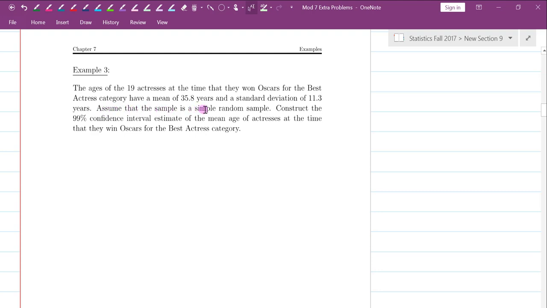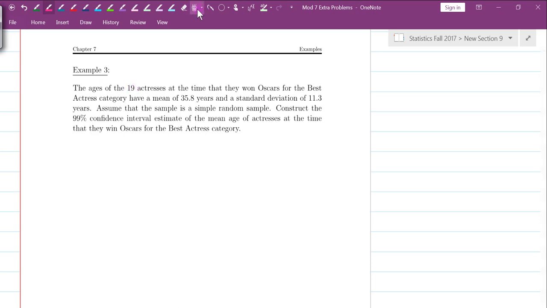Assume that the sample is a simple random sample. Construct a 99% confidence interval estimate of the mean age of actresses at the time that they won the Oscars for the best actress category. Because of the information that we've been given, we will not be using Z, but we will be using T. So let's write down what we know.